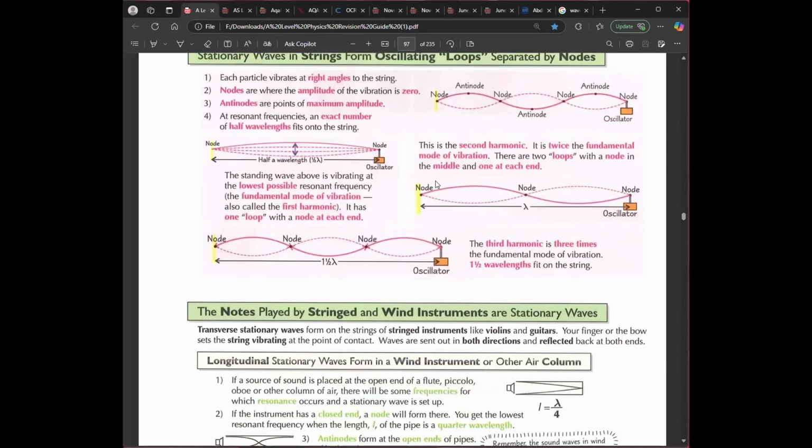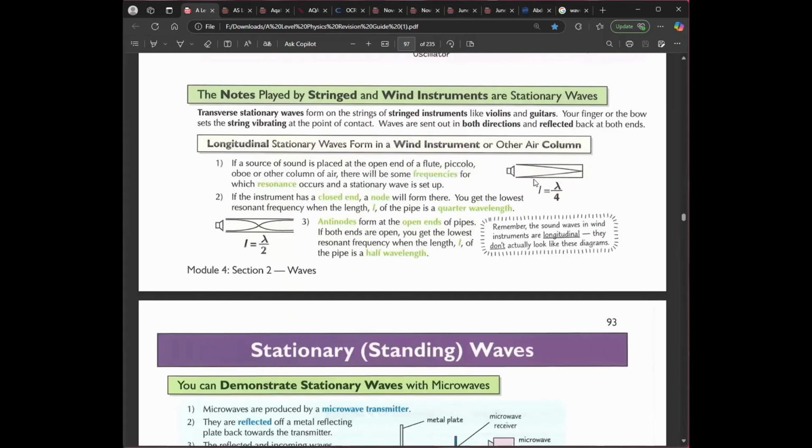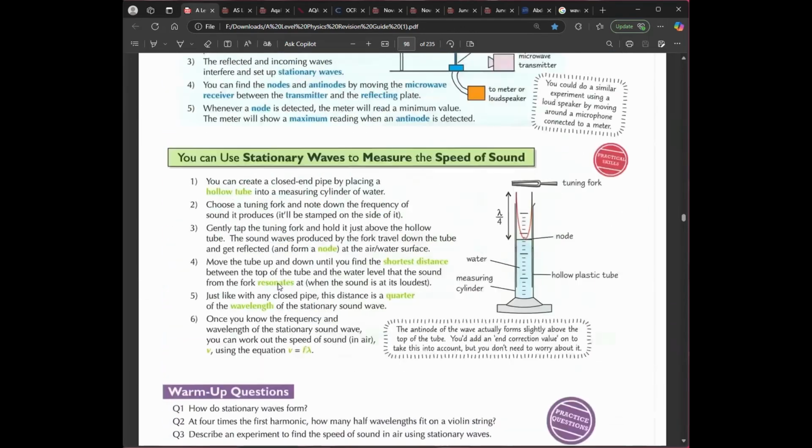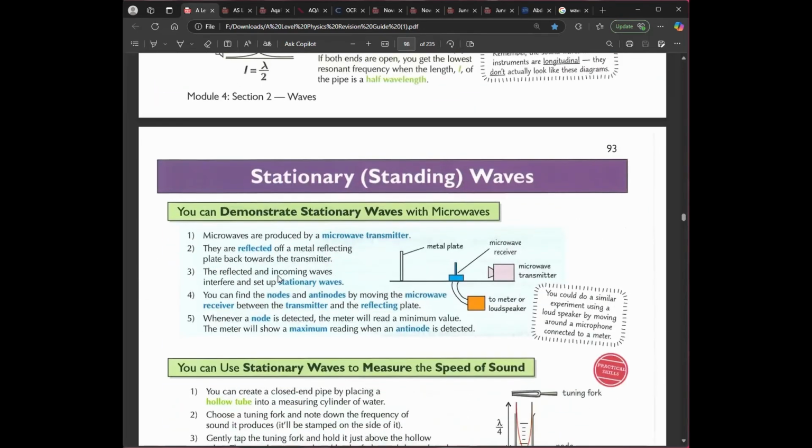First harmonic, half wavelength. Second harmonic, you have a full wavelength. Third harmonic, you have 1.5 wavelengths. For musical instruments, if one end is closed, you will have the frequency where it resonates. The smallest length where it resonates would be lambda by 4. If it is open, it would be lambda by 2. All right. Yeah, so that was all of the theory that was around waves.